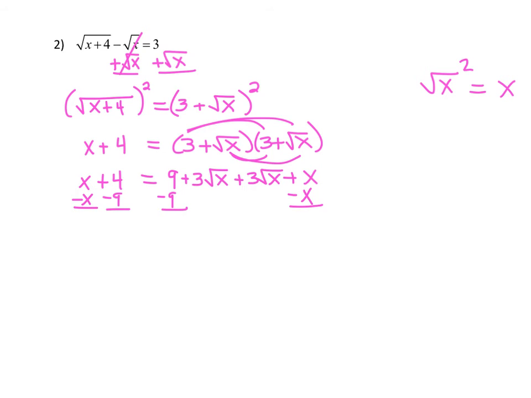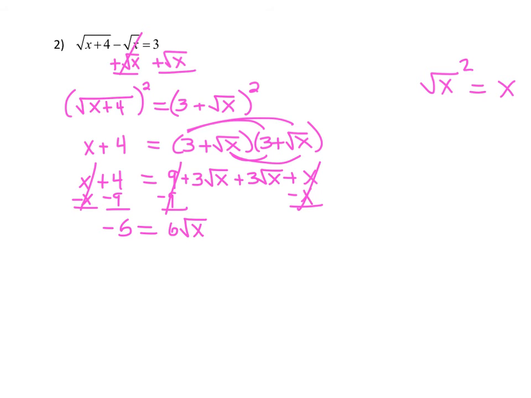Okay, so now on the left-hand side, x minus x, those cancel. And 4 minus 9 is negative 5. And then on the right-hand side of the equation, we already canceled off the 9's and the x's. And these are like terms. We can combine them. 3 radical x plus 3 radical x is 6 radical x.